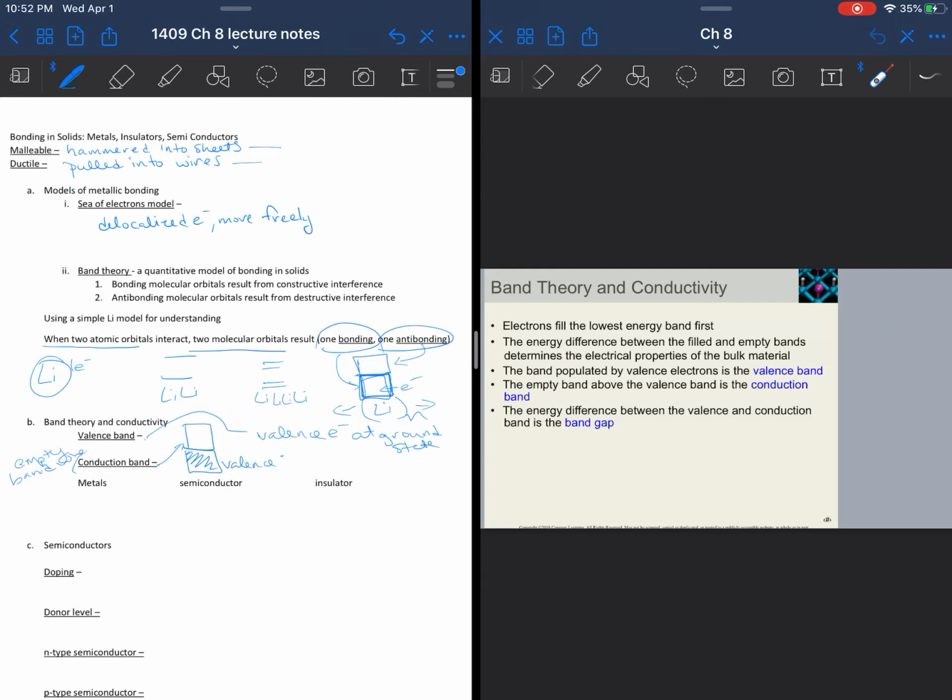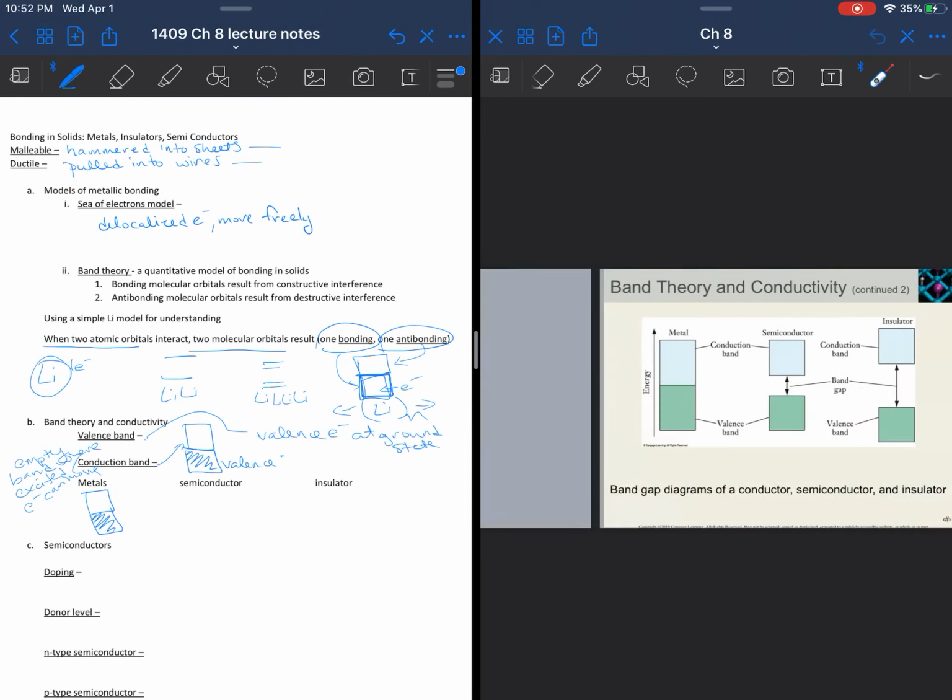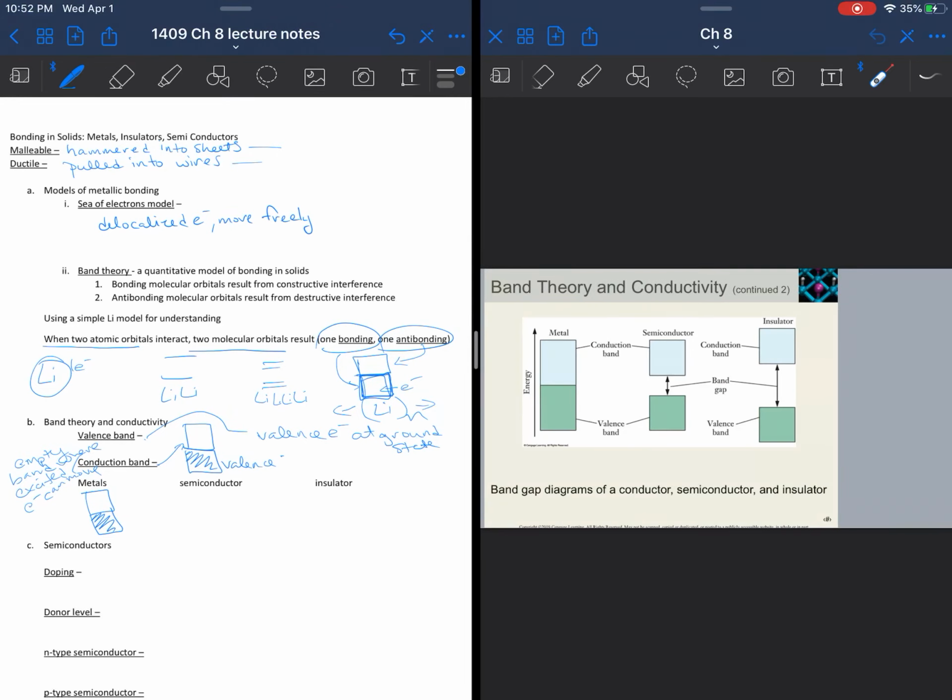So the conduction band, let's do it over here. Sorry, my notes are a little crazy. The empty band where excited valence electrons can move, right? So for metals, the conduction band and the valence band are very close together, right? So conductivity, movement of electrons, is really easy.